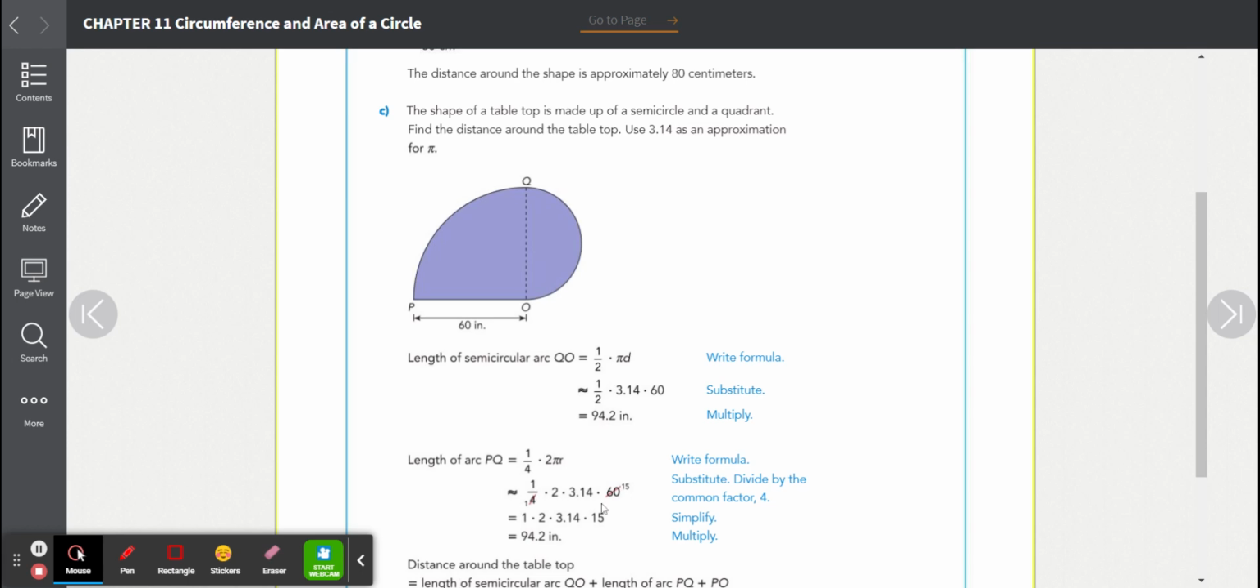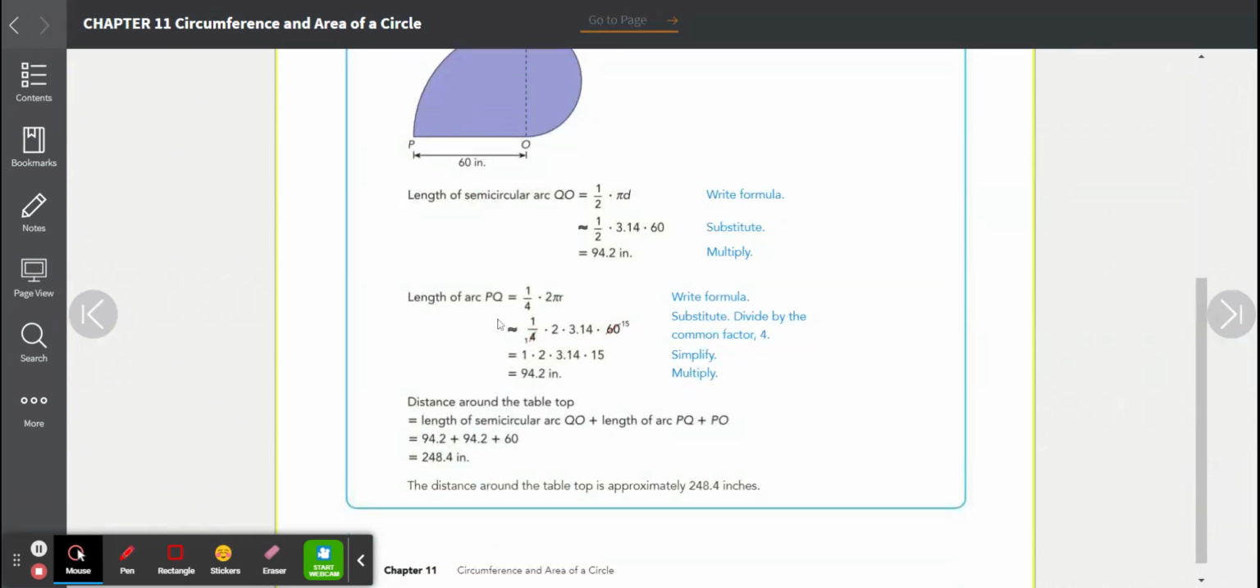Then we're going to go ahead and solve for the quarter. So we're going to plug in 1/2 times 2 pi r. Our radius is 60. We're going to multiply that by a quarter, which is dividing by 4 times 60, right? So we basically plug all of our numbers in. They cross simplified, so we come down to 94.2 inches.